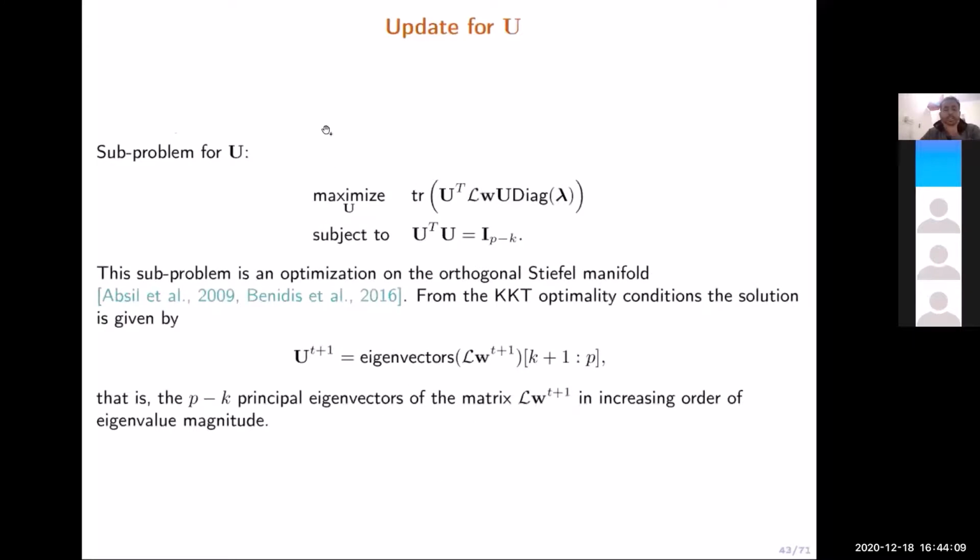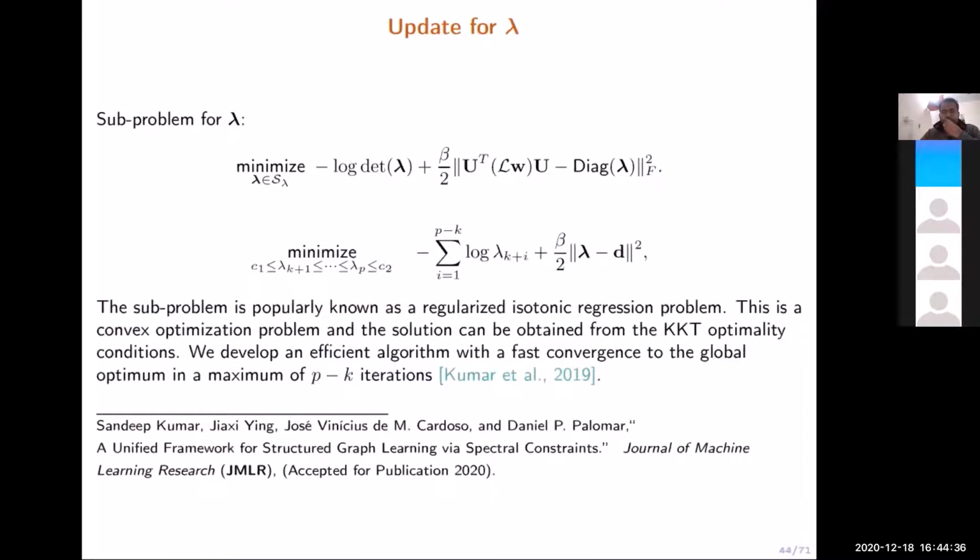Next, for fixing W and lambda, we will get this kind of a problem. This problem is also known as an optimization problem on the Stiefel manifold, and the solution for this particular problem is well known. It is just the eigenvectors of the L(W) matrix, and that solution will satisfy the KKT optimality condition for this subproblem. Let's see the next subproblem.